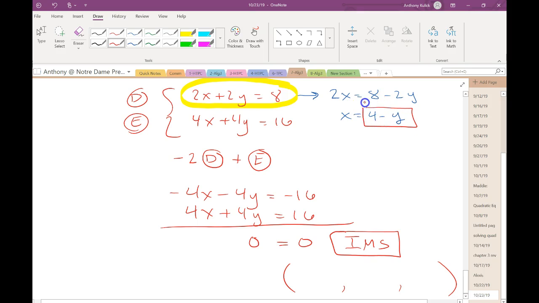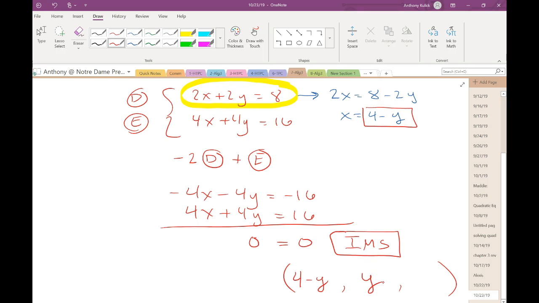So I know x is equal to 4 minus y. So then the x component, I'm going to write 4 minus y. Because y is like our independent variable, the y component, I'm just going to write y, because x is described in terms of y, so y is just going to be itself.